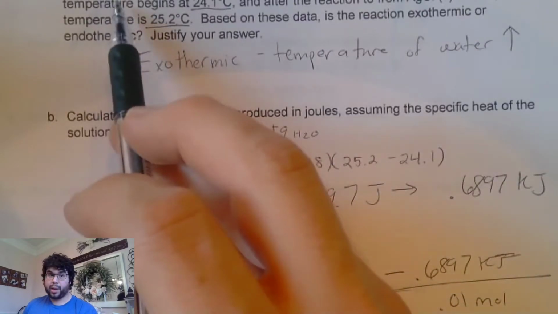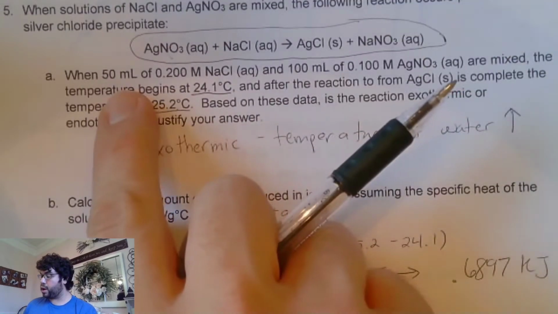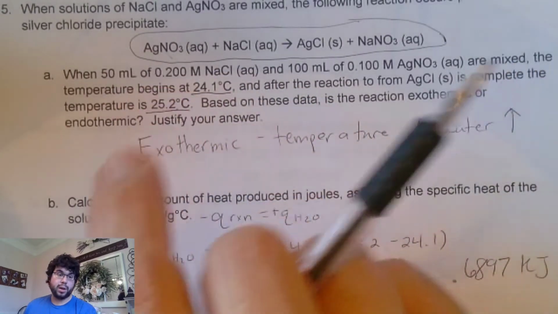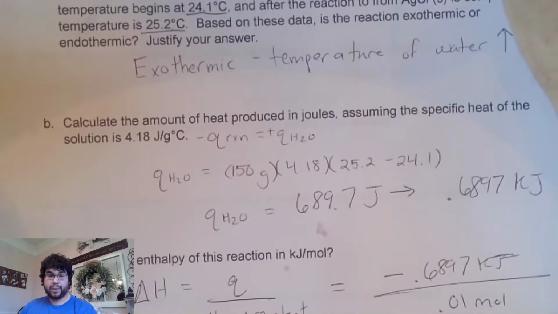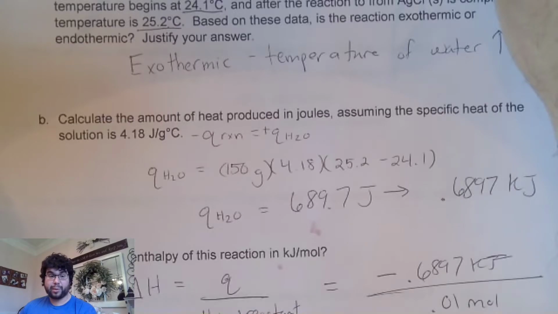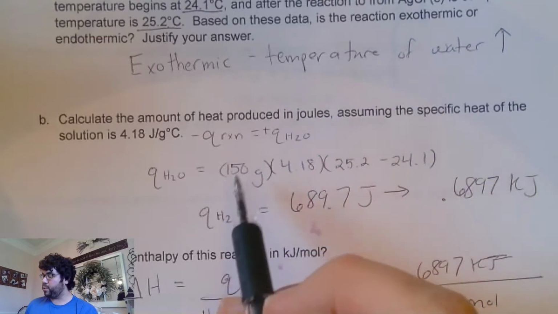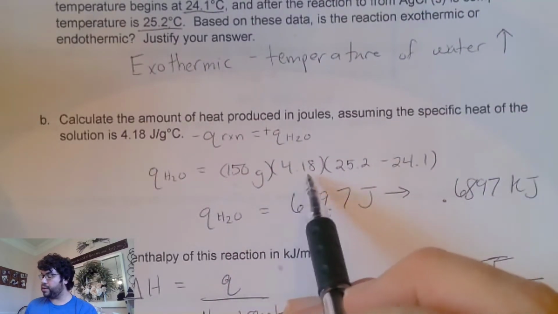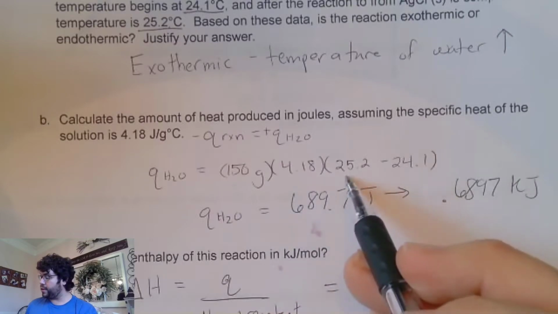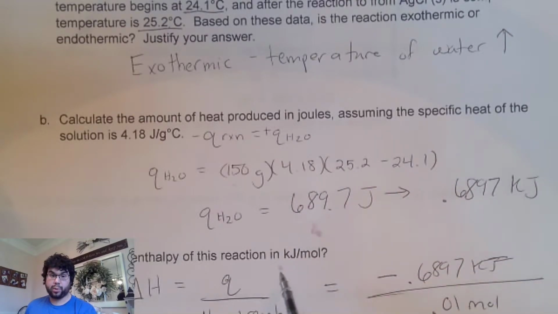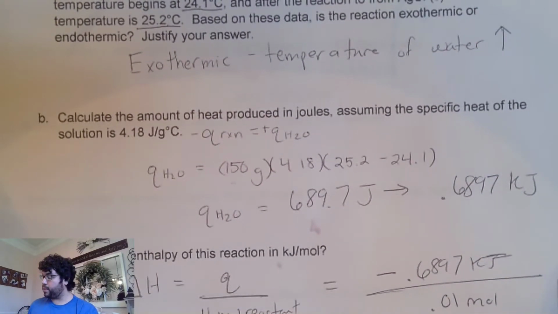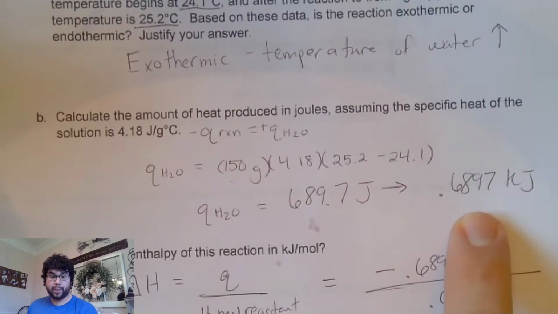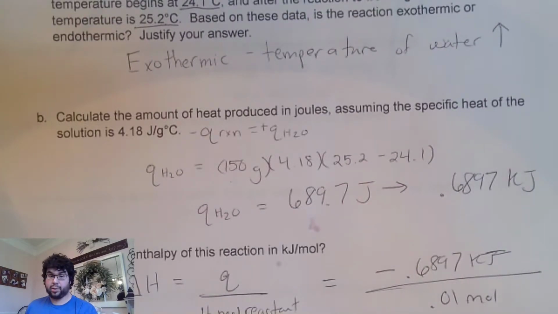How do I know that? The solution has a volume of 150 milliliters, and the density of water is 1 gram per mL, so it's going to be 150 grams. If any of you are being pedantic, yeah, I know it won't be exactly 1 gram per mL because there's some stuff in it, but we'll just assume that it's 1 gram per mL. So 150 grams of water, 4.18 joules per gram Celsius is the specific heat, and then the change in the temperature, 25.2 minus 24.1. Do that number crunch, and 689.7 joules is how much energy is gained by the water. I'm going to flip that into kilojoules really quickly by dividing by 1,000, so 0.6897 kilojoules.